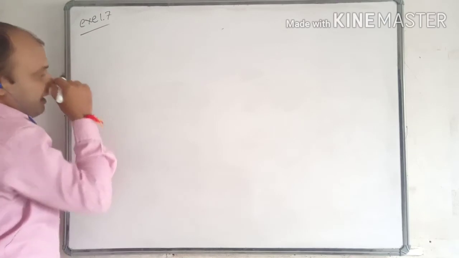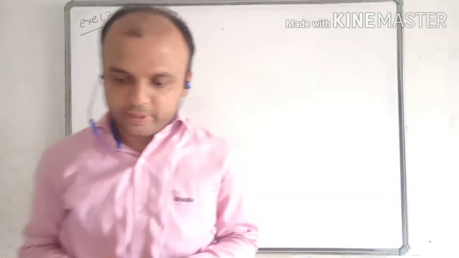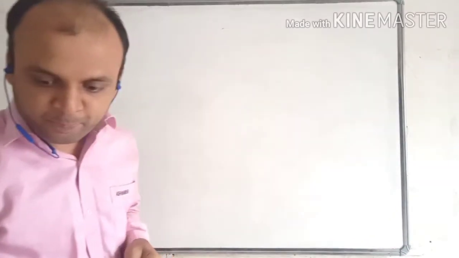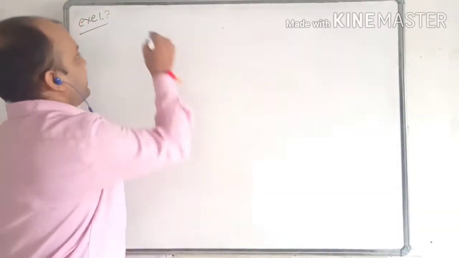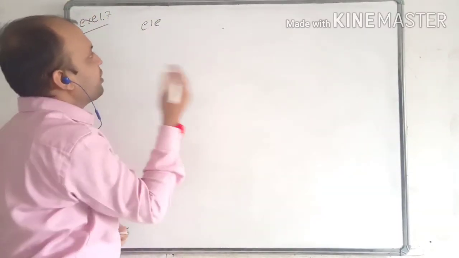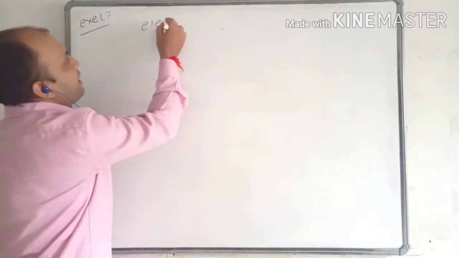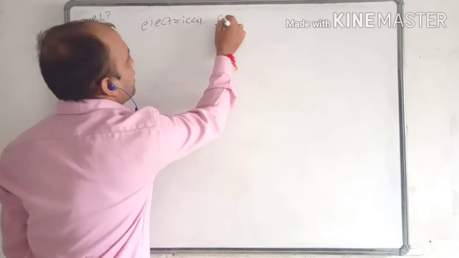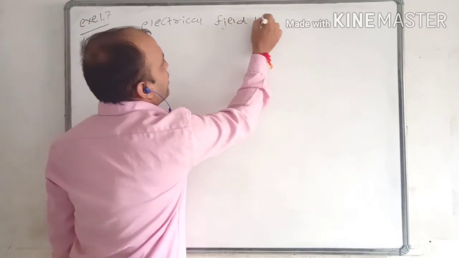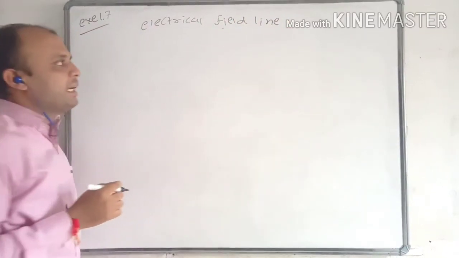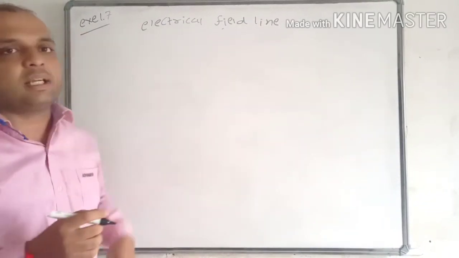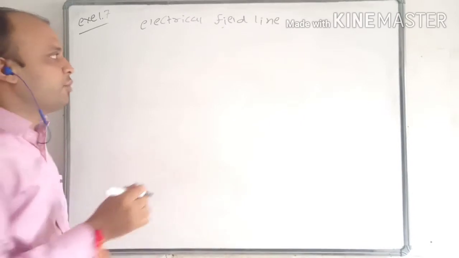Now we see exercise 1.7. In 1.7, they ask about the electric field line. This is another theoretical and numerical. In this one, they ask why the electric field lines are continuous.